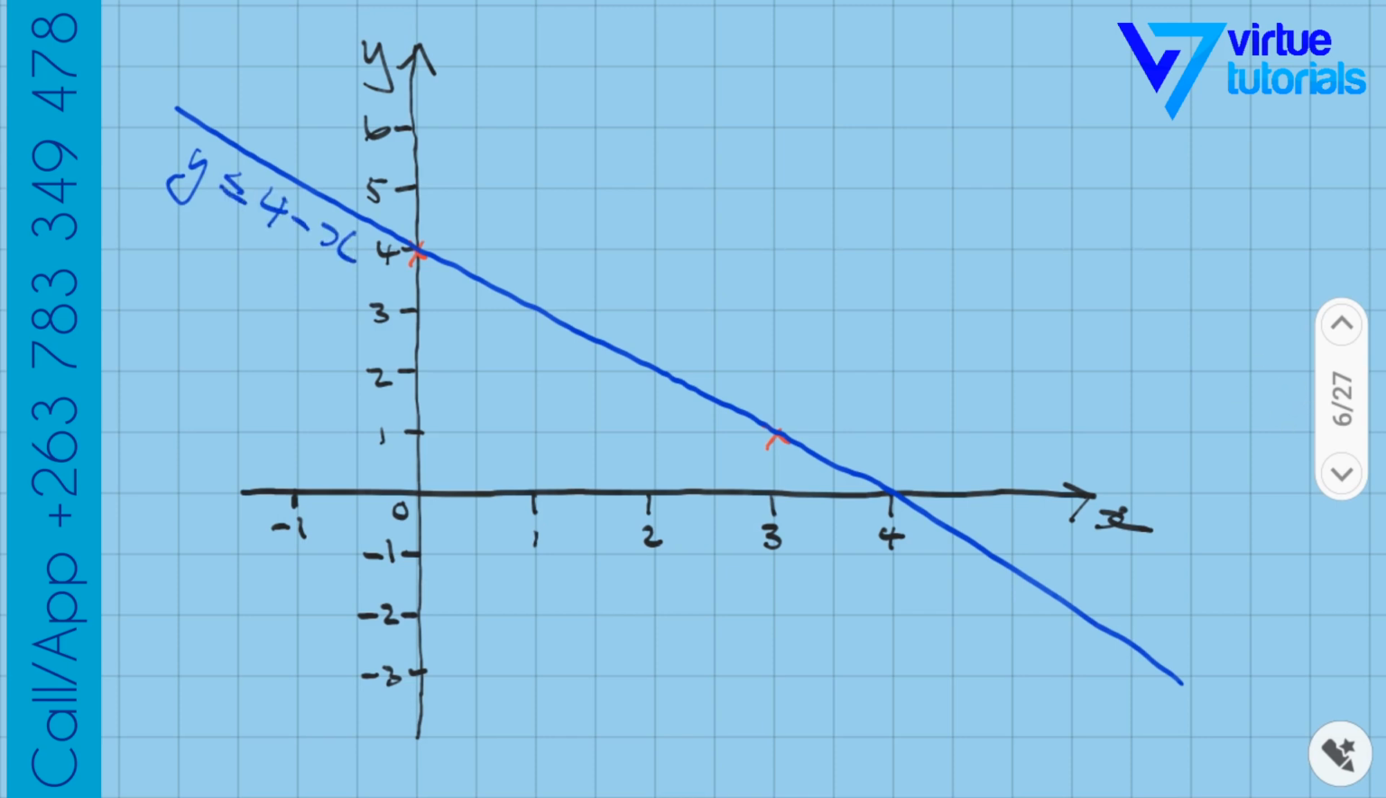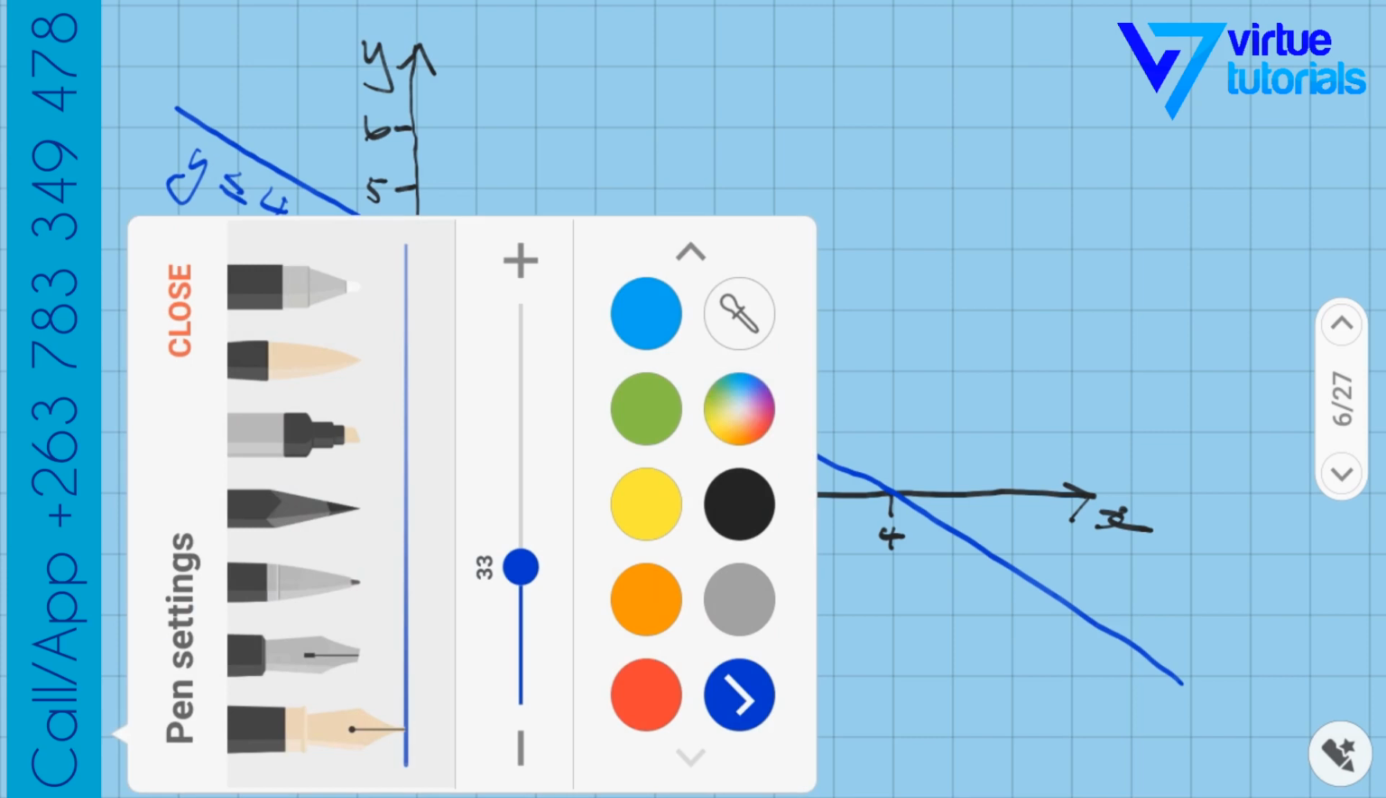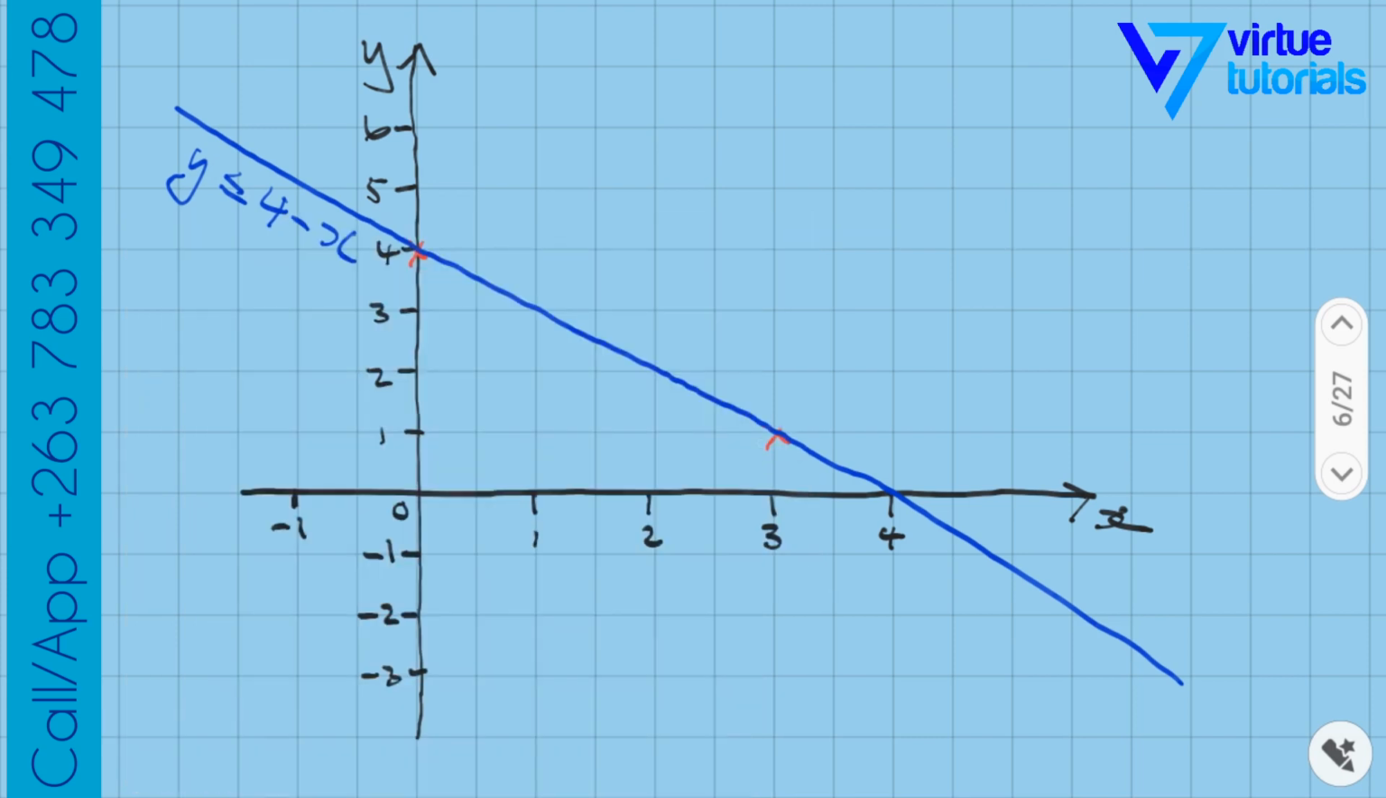Now we want to shade the unwanted region. In this case, y is less, and what is less is below the line. So what we do not want is what is above the line. We want to shade off what is irrelevant and does not apply to this inequality. This inequality is less, so we don't want what is greater, what is above, so we shade that. So that's the simple procedure you follow when you're drawing inequalities.